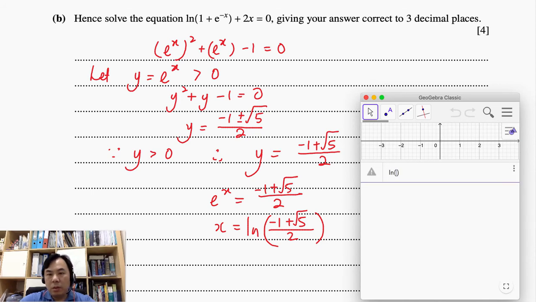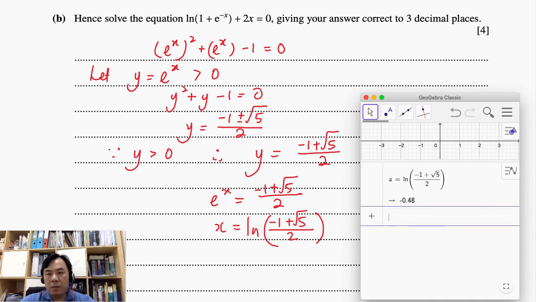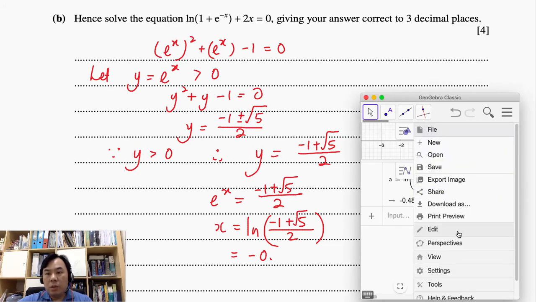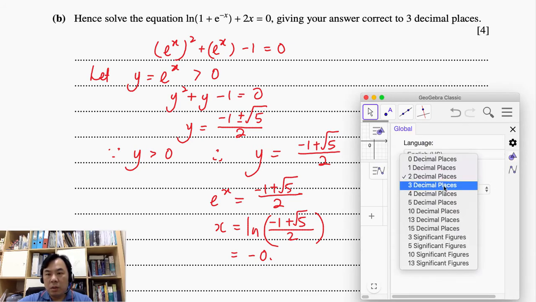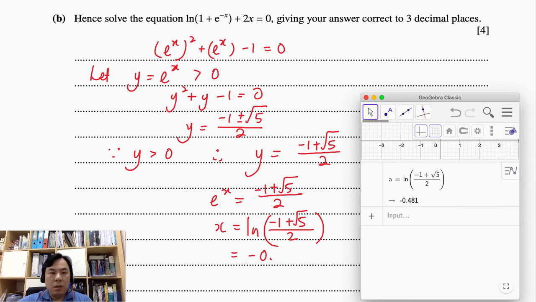So there's ln((-1 + √5)/2). Is that correct? Yep, that is correct. So from here, we found that the answer is -0 point something. But we need to leave the answer to the nearest 3 decimal places. So therefore, I need to set this to 3 decimal places. That will be -0.481 here. All right, I hope that is clear.